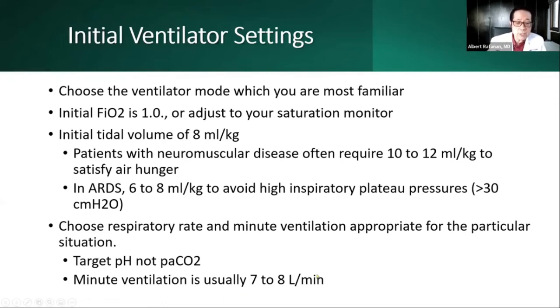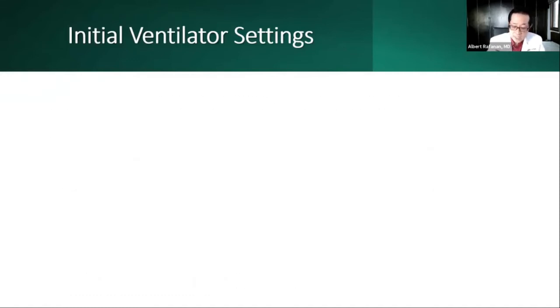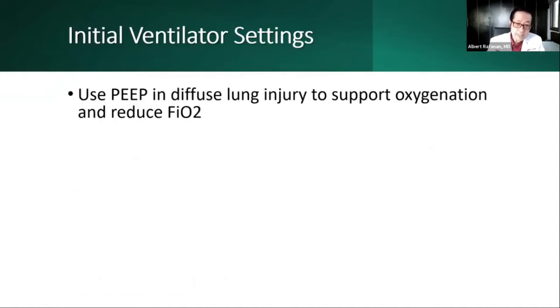Minute ventilation is usually 7 to 8 liters per minute, but in septic patients where there is a lot of carbon dioxide that is released because of metabolic stress, you may need to increase the minute ventilation. In patients with COPD or asthma where there's a lot of dead space ventilation, wasted ventilation, then you may need to increase the minute ventilation as well. Use PEEP in diffuse lung injury to support oxygenation at a lower FiO2.